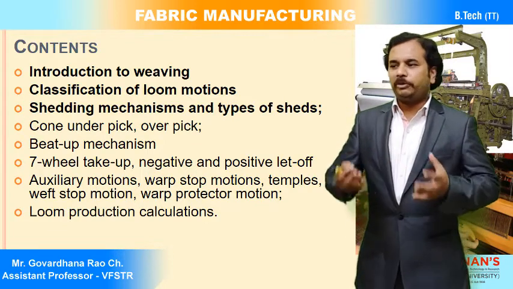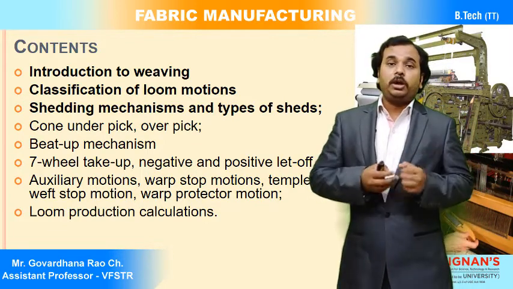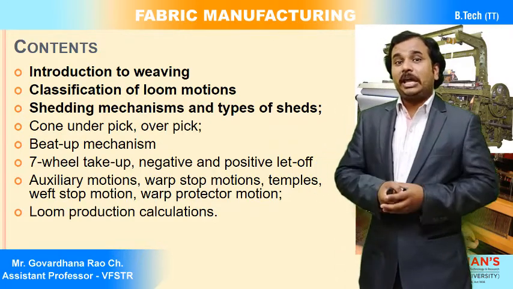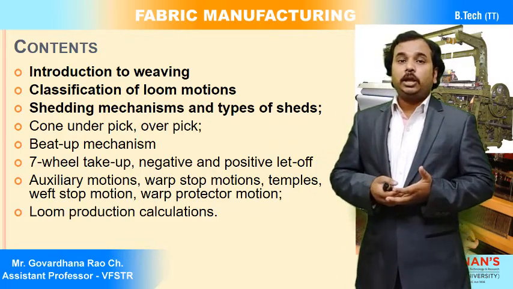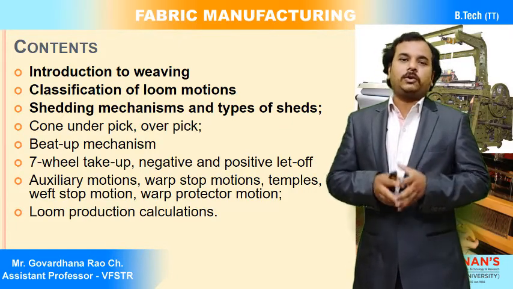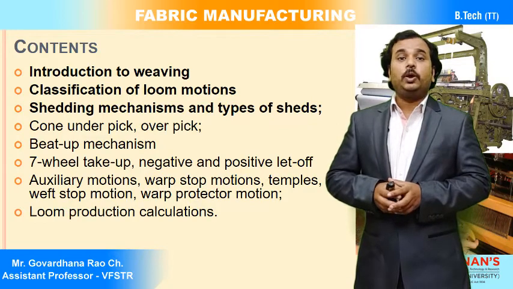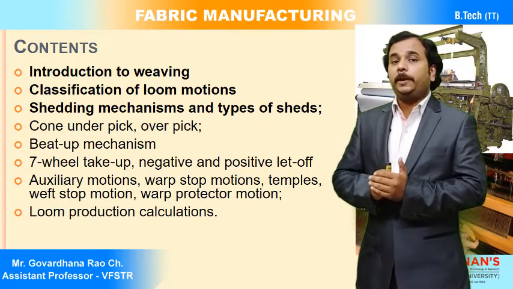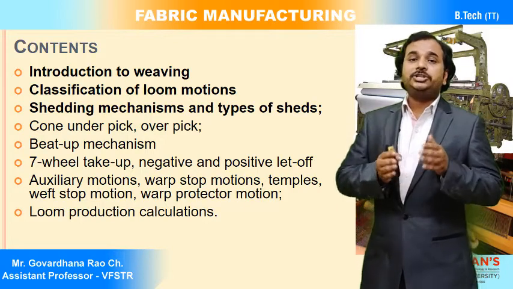For example, if something happens in the weaving loom, or the warp threads break, or the weft yarns are exhausted, how can we automatically stop the loom? Those are the auxiliary mechanisms. We are going to discuss all these things, particularly in shuttle looms.